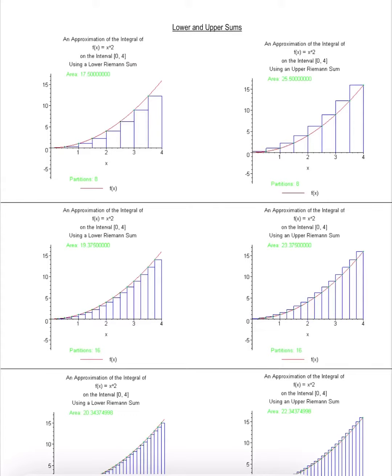And so what I want you to notice is we start off, and this was done with Maple, so they refer to the number of rectangles down below here. It's what they refer to as the partitions, equal to 8. And then up above is where you see the actual area of those rectangles. And so here's what I can see. With 8 rectangles, my lower sum is 17.5 and my upper sum is 25.5.